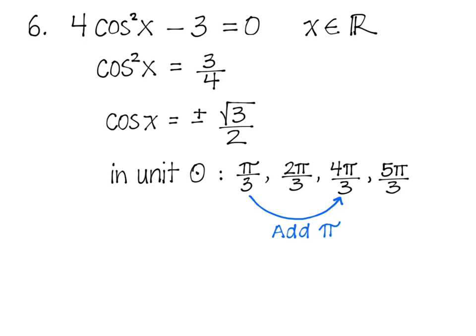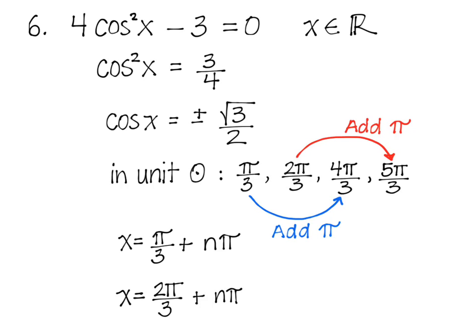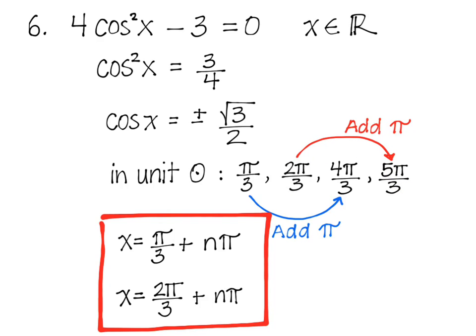That to go from pi over 3 to 4 pi over 3, we would have just added pi. And also, to go from 2 pi over 3 to 5 pi over 3, we would have just added pi. So in this case, we're not going to write each one of these 4 and then say plus multiples of 2 pi. We could just start with pi over 3 and say multiples of pi, because every time you add pi, you're going to land on either pi over 3 or 4 pi over 3. And if you started with 2 pi over 3 and kept adding pi, you're either going to land on 2 pi over 3, or you're going to land on 5 pi over 3. So that's the final answer for that problem.